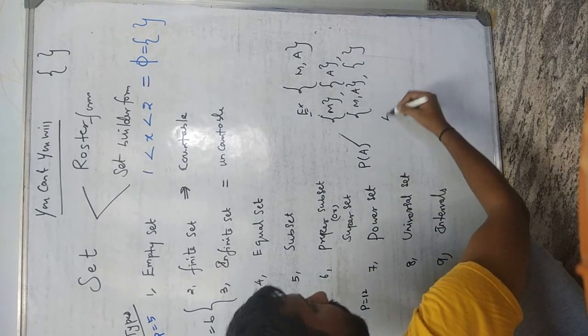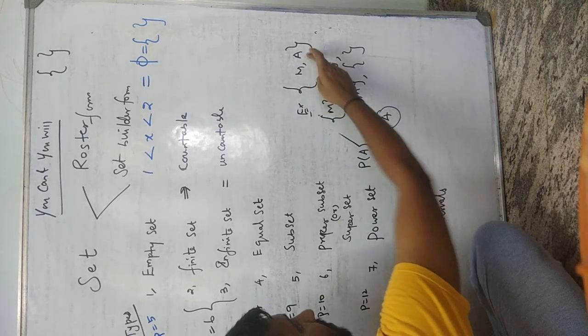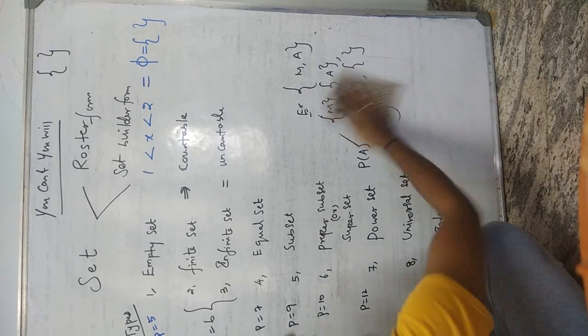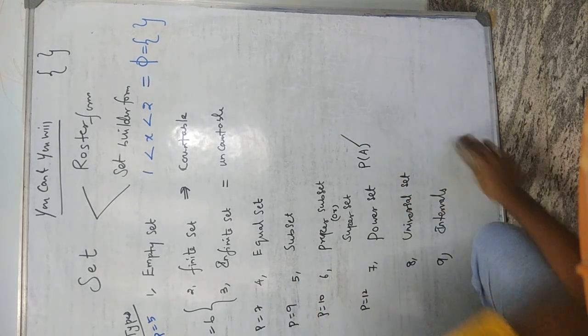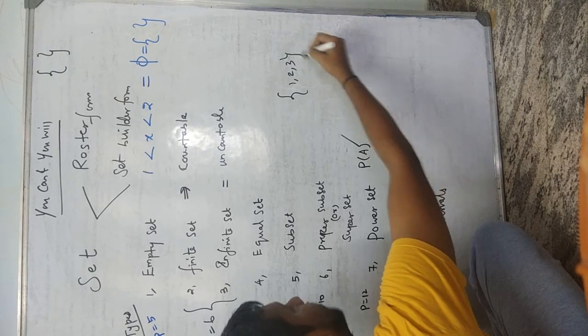So, there are four power sets I got, in which a set contains two elements, we got four power sets. I'll move for one more example. Write the power set for this one. Write the power set for this set A.